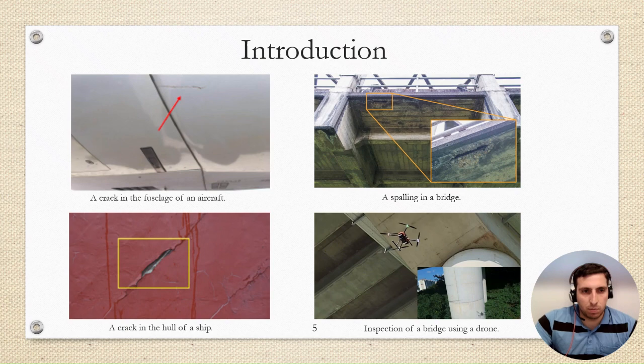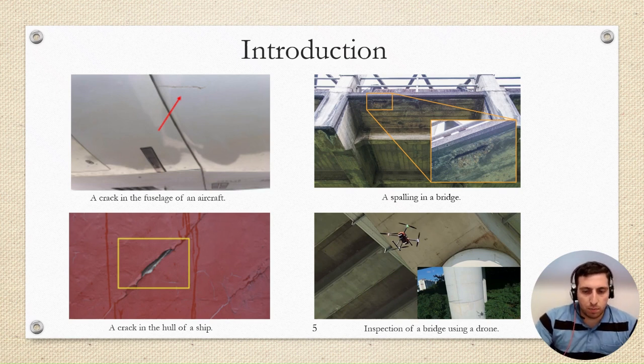Let's have some examples. First, what are some types of damages that could occur to a structure? For example, cracks. In the first image, we could see a crack in the fuselage of an aircraft. In the second example, we could see a crack in the hull of a ship. In the third example, we could see a spalling in a bridge. So, how could vision-based structural monitoring help in assessing these damages?